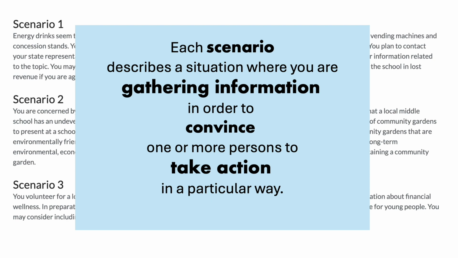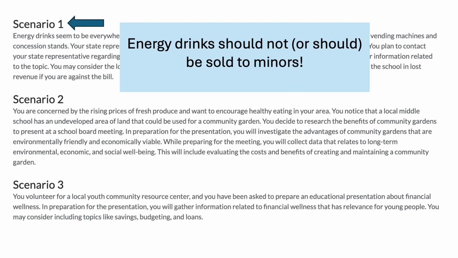Each scenario describes a situation where you're gathering information in order to convince one or more persons to take action in a particular way. So as you decide on a scenario, it may help to consider what you would prefer convincing people to do. Would you prefer convincing your state representative that energy drinks should not be sold to minors, or possibly that they should be allowed to be sold to minors? That's the task of Scenario 1.